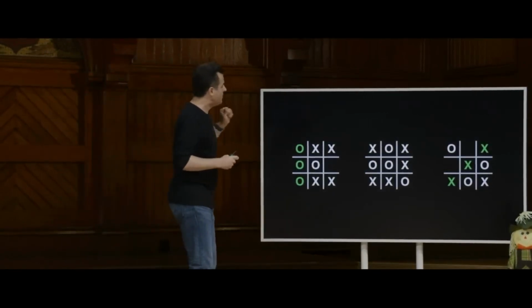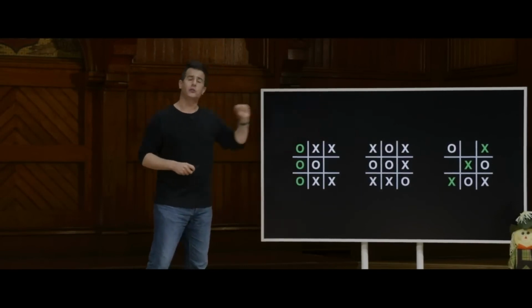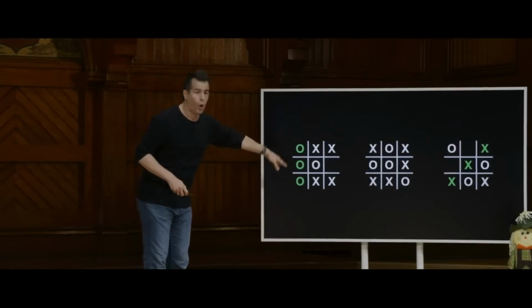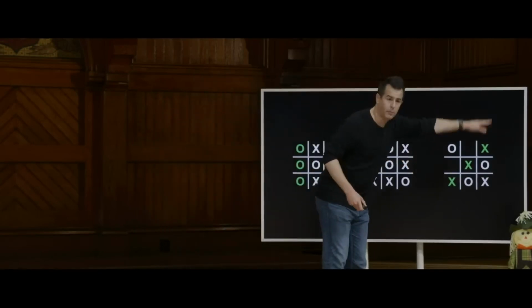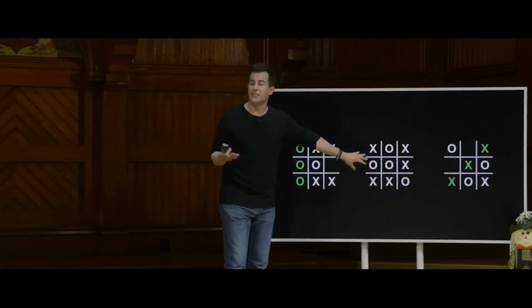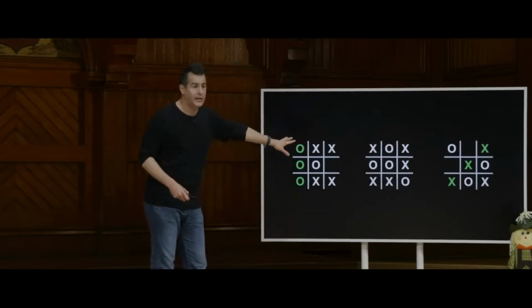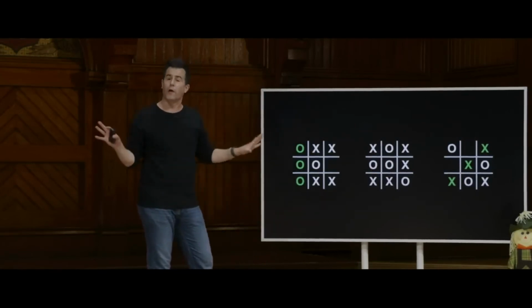But first, a definition. Here are 3 representative tic-tac-toe boards. Here is one in which O has clearly won, per the green. Here is one in which X has clearly won, per the green. And this one in the middle just represents a draw. Now, there's a bunch of other ways that tic-tac-toe could end, but here's just 3 representative ones.